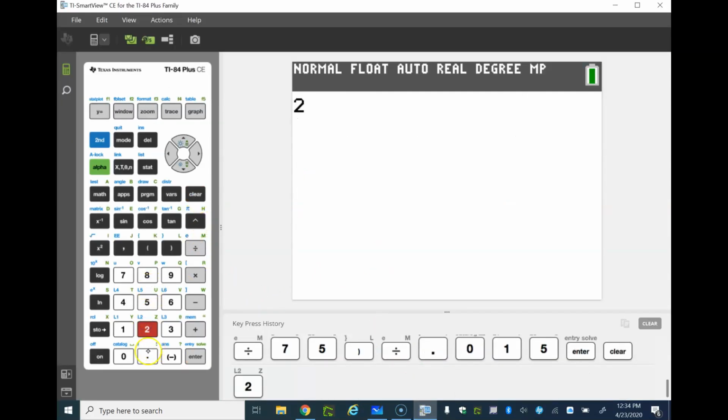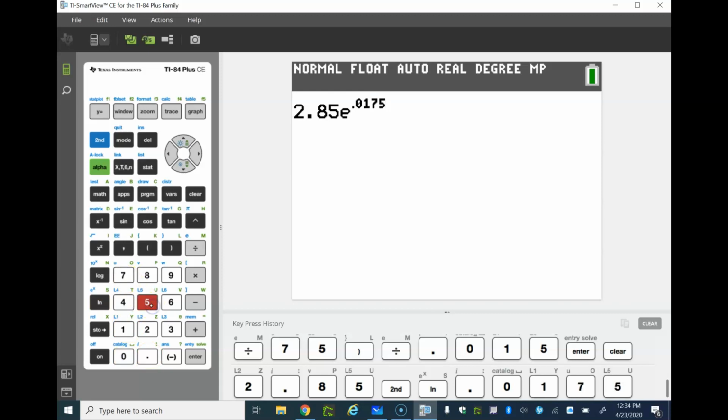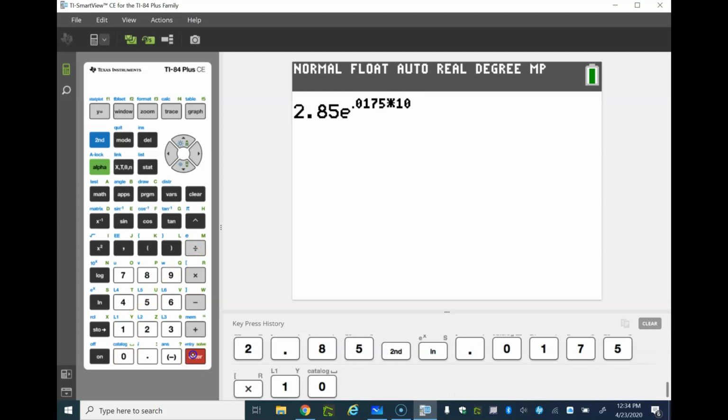So 2.85 e. Remember, hit second and then ln for e. We're going to have 0.0175 times 10, equals, and it's going to be 3.3 or 3.4 billion people after 10 years. So about 3.4 billion people.